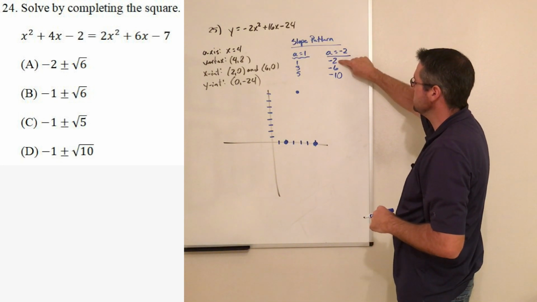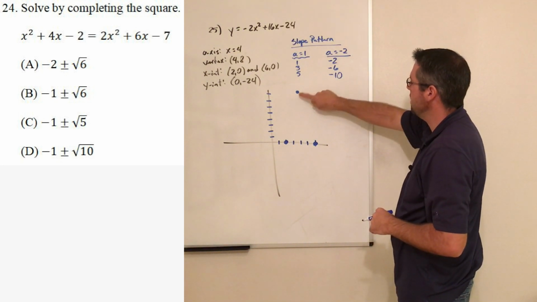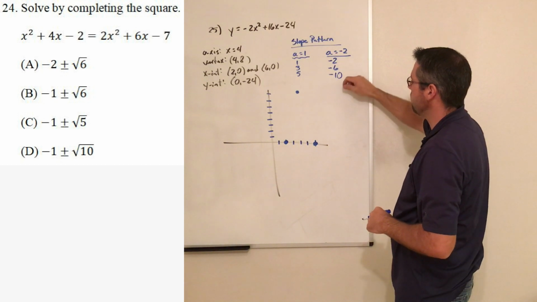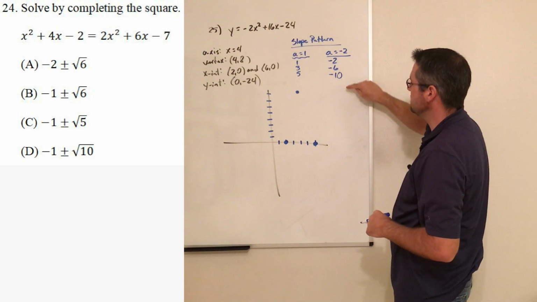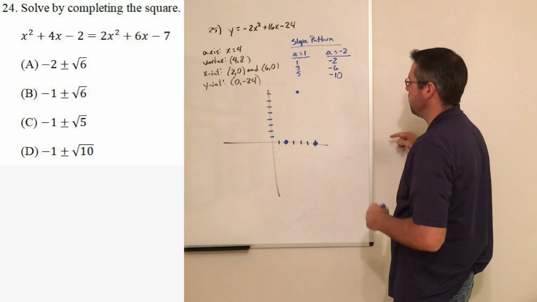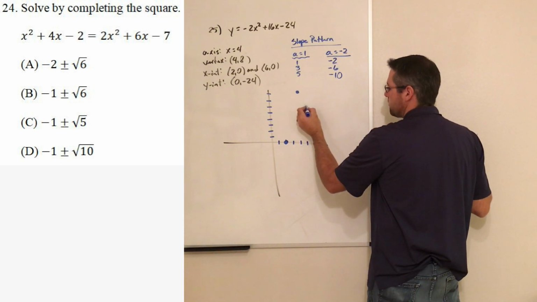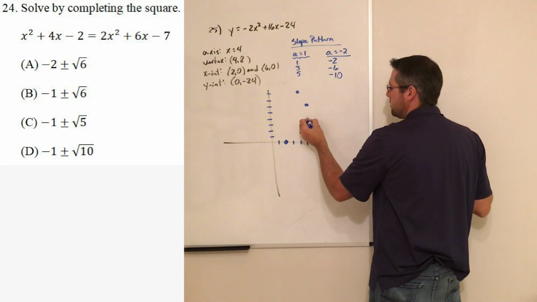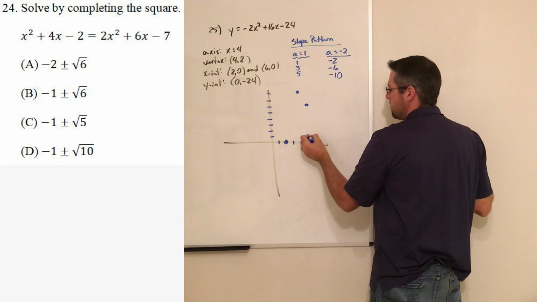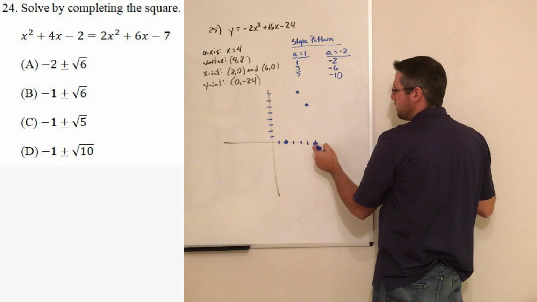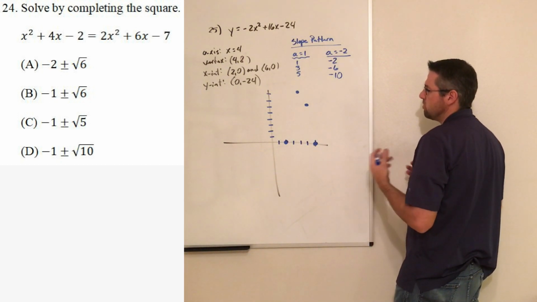And what that tells us is that we start at the vertex and we're going to go down 2 over 1, then down 6 over 1, then down 10 over 1, and so on. So from this vertex, we're going to go down 2 over 1, and then we're going to go down 6 over 1. So we go down 1, 2, 3, 4, 5, 6 over 1. And look at that. We're right on our x-intercept like we were supposed to be.